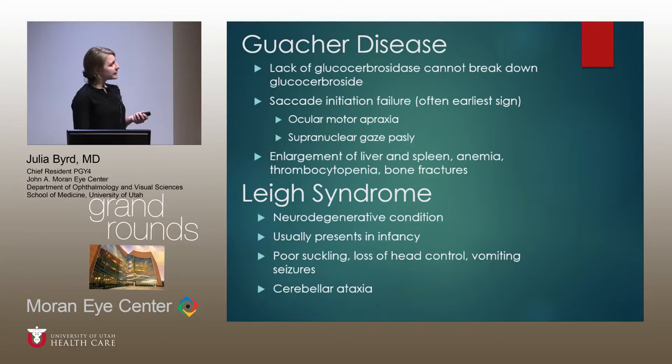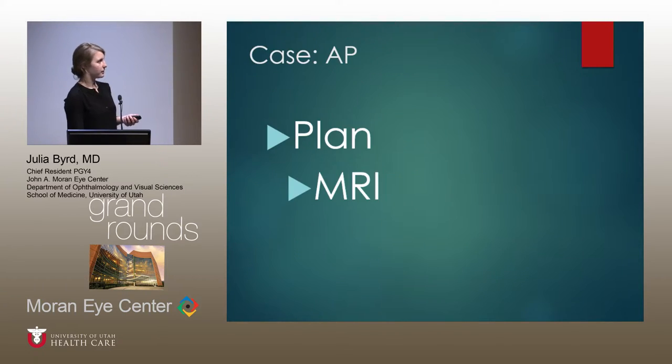And there's Leigh syndrome, which is basically an infantile neurodegenerative condition, and you can get ophthalmoplegia with this. Again, there are supranuclear problems, and there could be horizontal gaze palsy, but they have a lot of other neurologic problems that are degenerative over time.